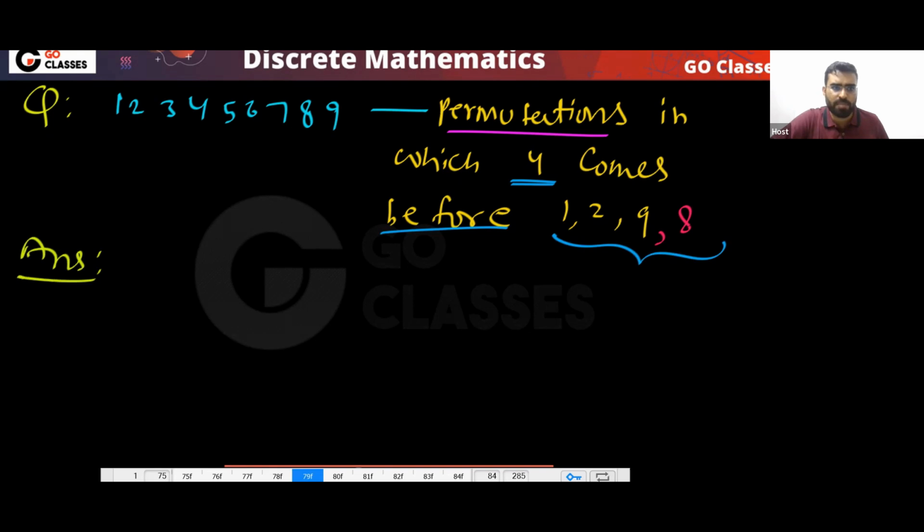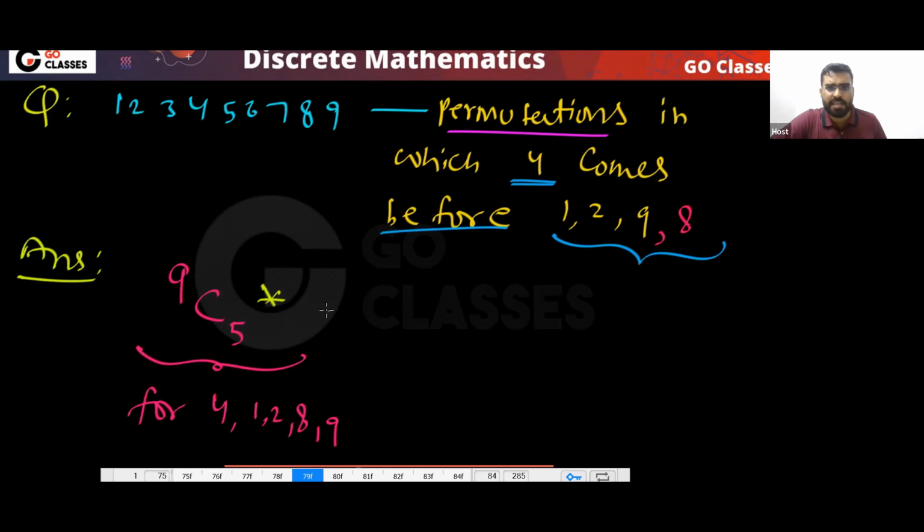Now you can do it very simple. So from 9 positions, you select total 5 positions for 4, 1, 2, 8, 9. How many ways they can arrange? They can arrange in 4 factorial ways. The remaining 4 people can arrange in 4 factorial ways.